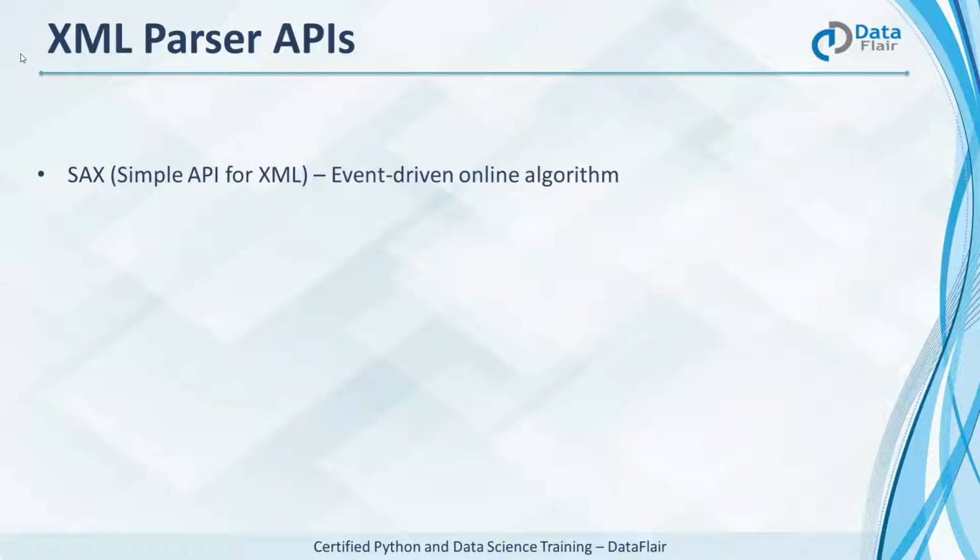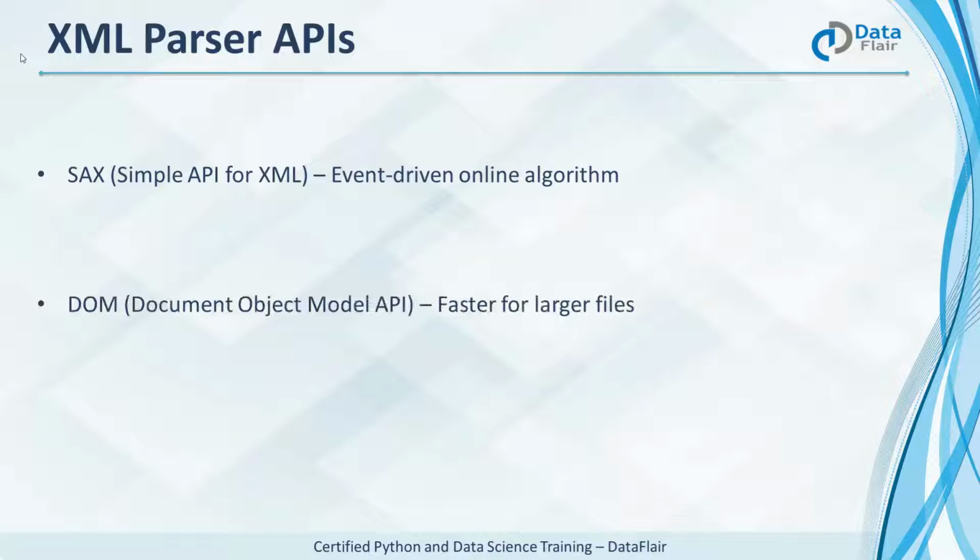SAX, Simple API for XML, parses XML documents using an event-driven online algorithm. An online algorithm is one that can process input piece by piece without needing the entire input available to it from the beginning. DOM stands for Document Object Model. This API is the faster choice for large files. DOM operates on a document as a whole, but SAX operates on each piece of the document sequentially.